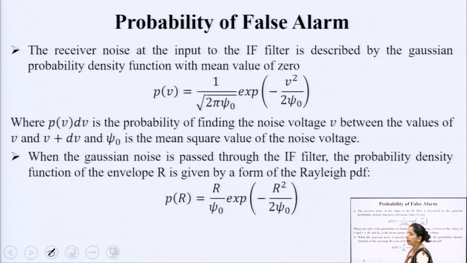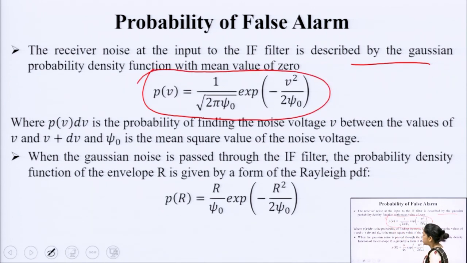Now, consider the probability of the false alarm. The receiver noise at the input of the IF amplifier is described by the Gaussian probability density function with a mean value of 0, which is represented by this one. These are basically the expressions which you have to go through. And it is not much asked in the examination also.